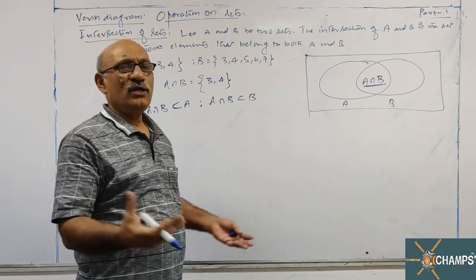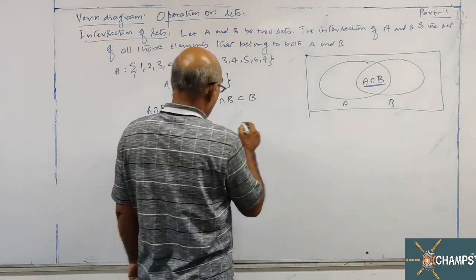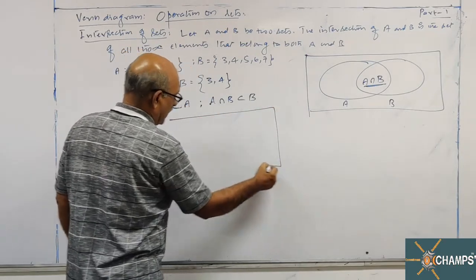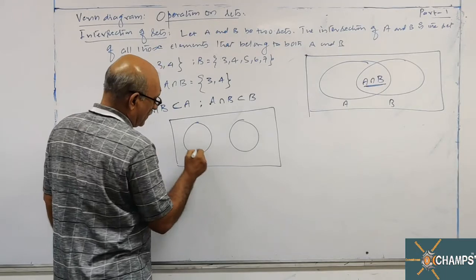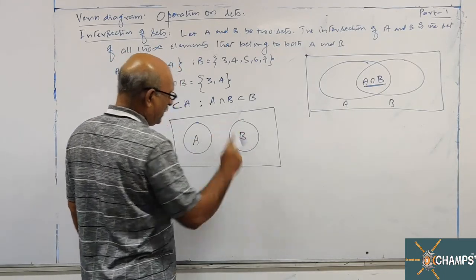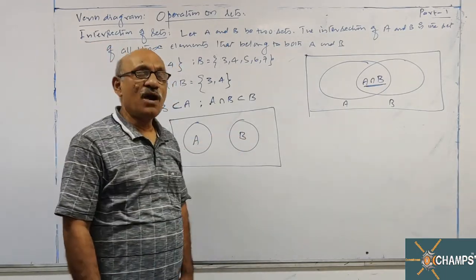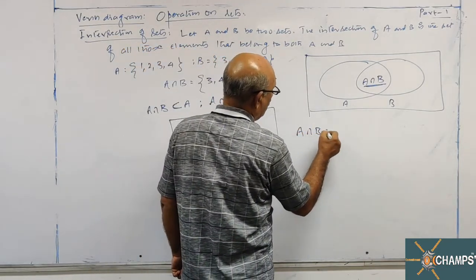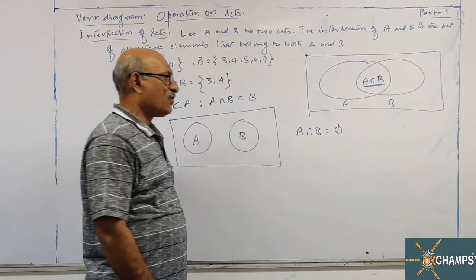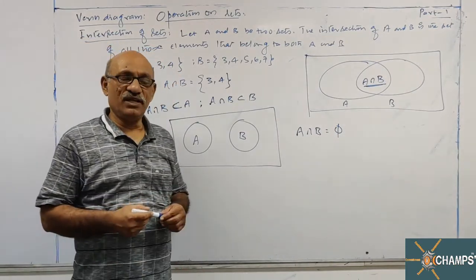When two sets are disjoint, there is no common element. This is set A and this is set B. There is no common element at all. Then A intersection B is equal to the empty set.